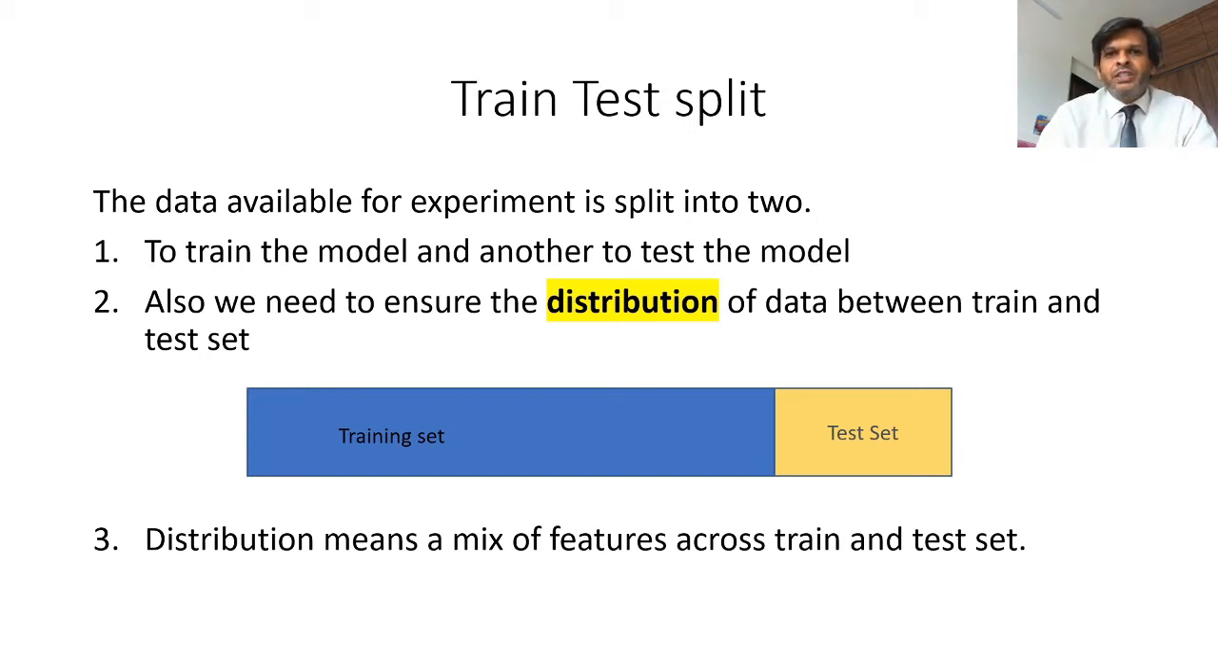Now, how we do this train and test split, that is what we'll look at. We'll also look at the code samples, and I'll try to demonstrate how we ensure and how we look at the distribution of data between the train set and the test set. So that is what we'll be covering in our code walkthrough today.